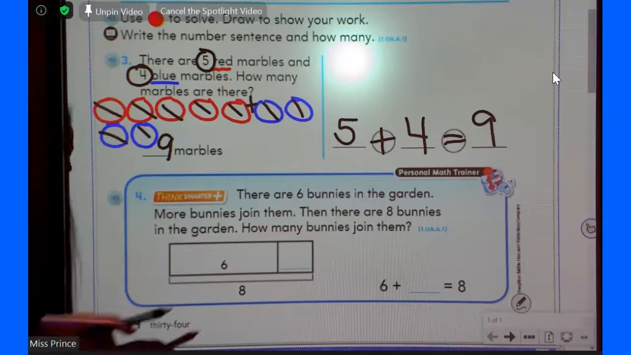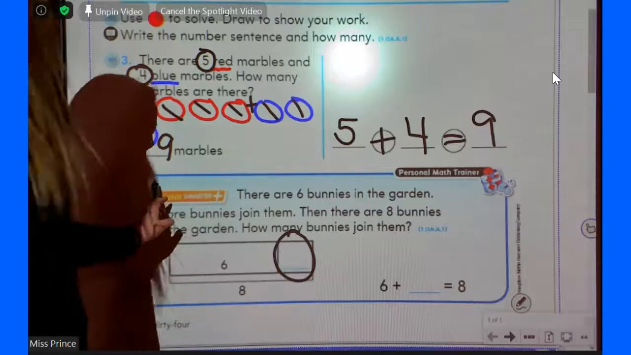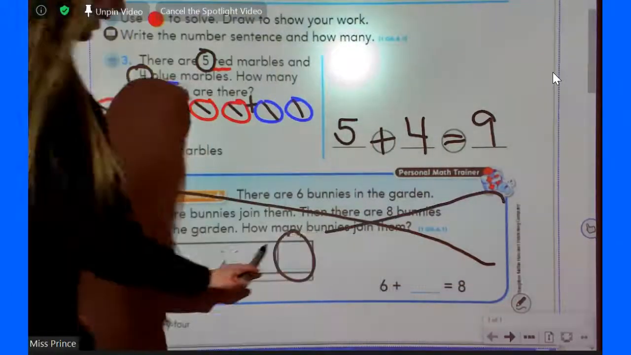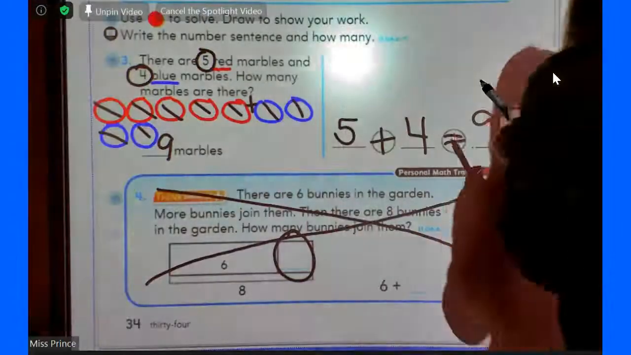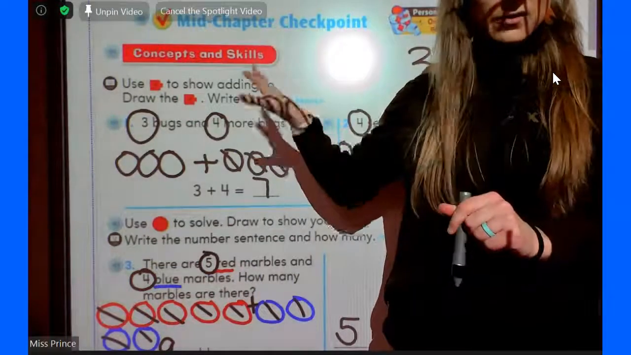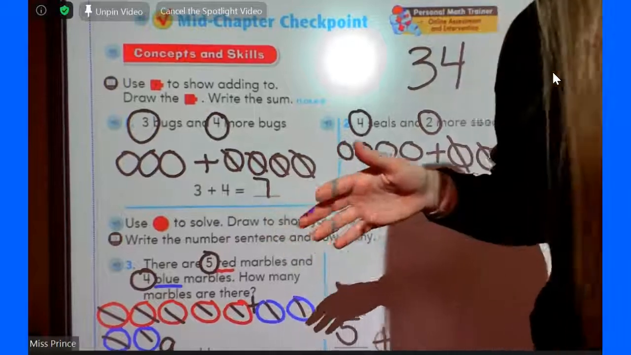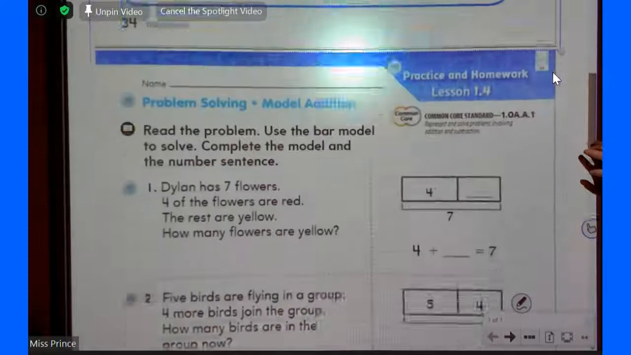Now, down here is that mystery problem. This will not be on your test. So what are we going to do? Cross it out. This mid-chapter checkpoint, you do not need to return to the school. This is for you to keep so that you can use it as review when you get ready for your test. The next 2 pages are the homework from yesterday.